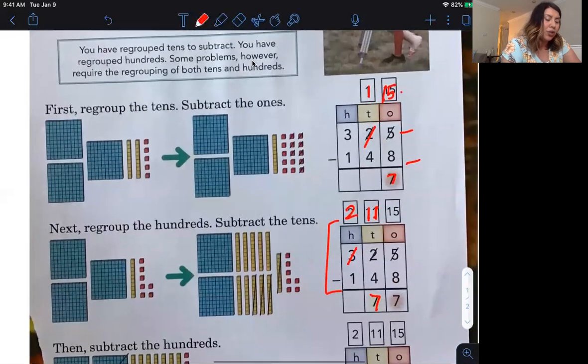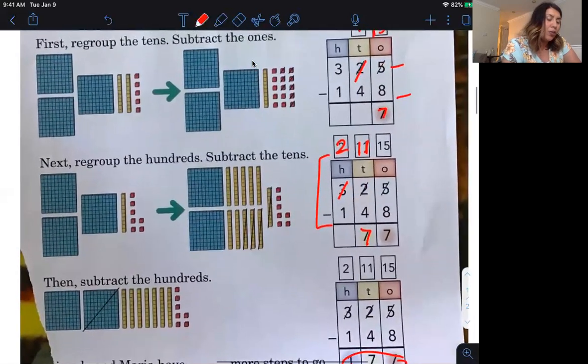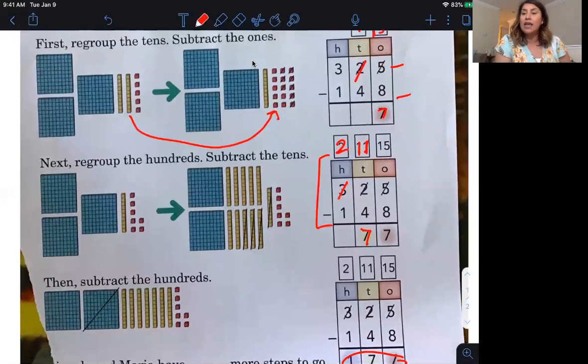Now, I want you to look right here. When you're regrouping, they get one of the tens and they break it apart and make 10 ones. That's exactly what we're doing when we say regrouping. Regrouping means we're going to regroup the base 10 blocks. The numbers that are there, we're going to move them over and switch the rooms around. Okay, we're adding it to another room.